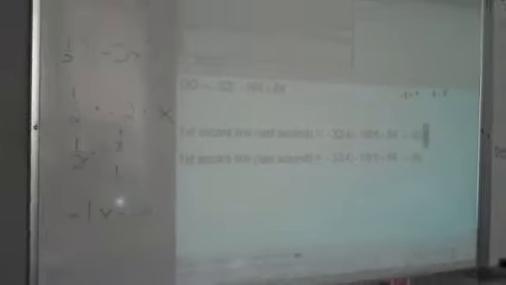So this is the first secant line, and that means this thing was averaging negative 80 feet per second, right? Are those my units? Yeah.